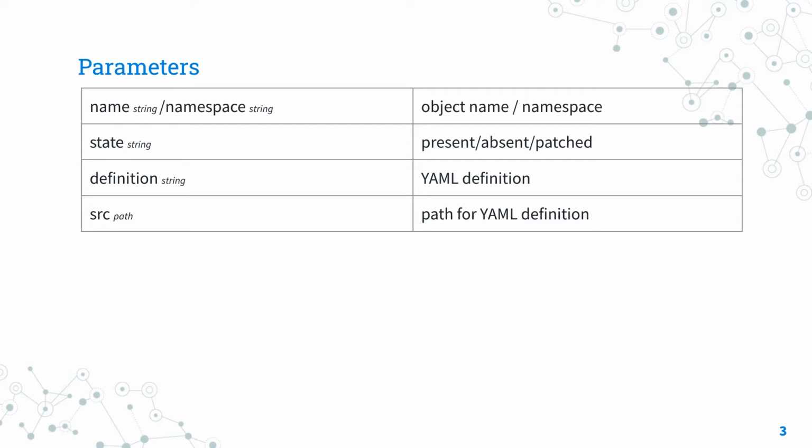The state, like for other Ansible modules, determines if an object should be created (present), updated, patched, or deleted (absent). The definition parameter allows you to provide a valid YAML definition directly in the Ansible playbook code. Alternatively, use the src parameter to link a YAML file.